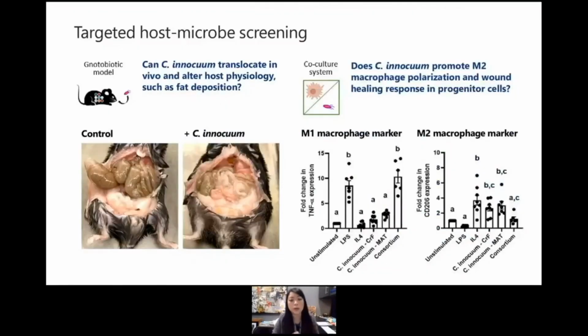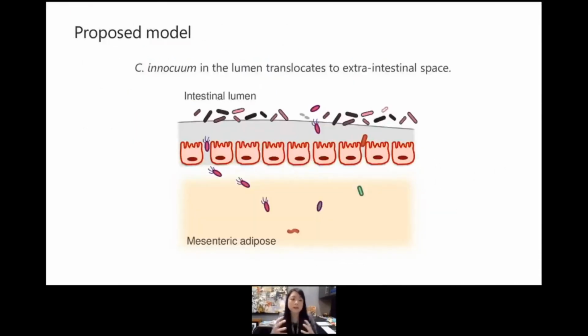And also what we were able to do through these sequencing techniques is to actually start to pair up the C. inoculum with other cell populations that we've identified from the single cell data. So we co-cultured C. inoculum with macrophages to see if it actually affects the polarization state and see whether it can actually upregulate this wound healing response. And so after a series of experiments, this is the model that we came up with.